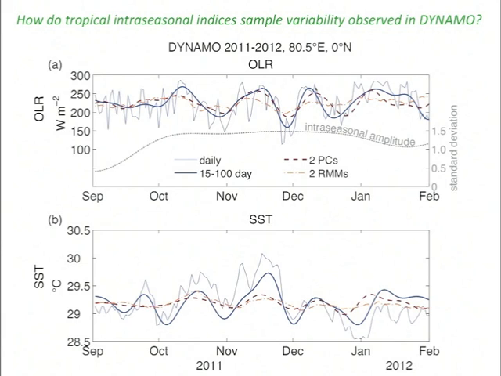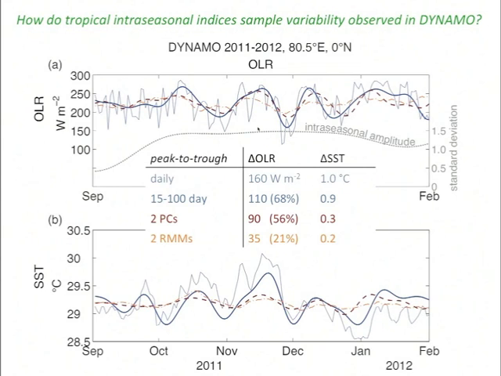But if I do a principal component analysis on the global, the blue lines are both local to the ship location in DYNAMO. If I do an analysis of the global patterns with the principal components of OLR, or if I use the RMMs, which essentially does the same thing, only it uses more variables besides OLR, especially zonal winds, then I start losing amplitude of the OLR, the intraseasonal signal that was observed right at the ship.